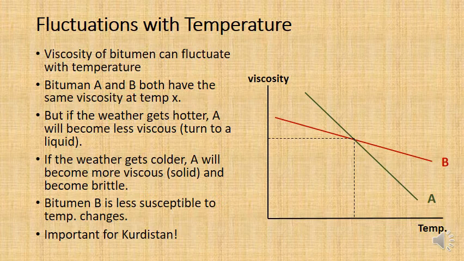And so in a place like Kurdistan, you want to get a bitumen that does not have a big variation in viscosity as the temperature gets high or low, because if the viscosity gets too high, it'll get brittle, and if it gets too low, it will basically run off the road. And so that's important. So in a place like Kurdistan, you want to use a bitumen like bitumen B, which has less variation in viscosity than bitumen A, even though at a temperature X where they cross over, they have the same viscosity.